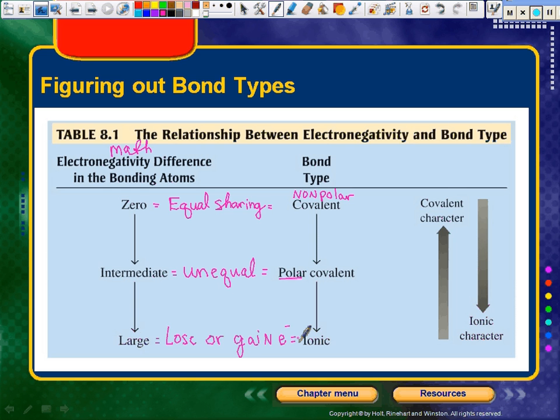Okay? All right. Now, last little thing I want to talk about, these electrostatic potential map.